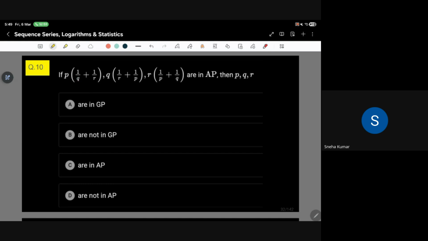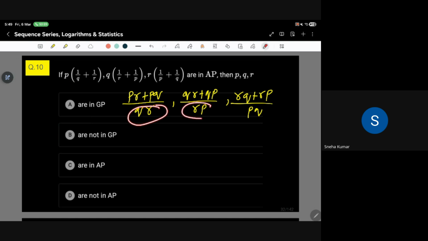So now here, when we open the terms, okay. After taking the LCM and everything, the first term will be PR plus PQ upon QR. The second term will be QR plus QP upon RP. And this is RQ plus RP upon PQ, right? So in the numerator, you can see the missing term is QR. Here the missing term is RP, and here PQ. So if these are in AP, and if I increase every term by 1, because we want to create the same numerator in every term, we can eliminate the numerator.